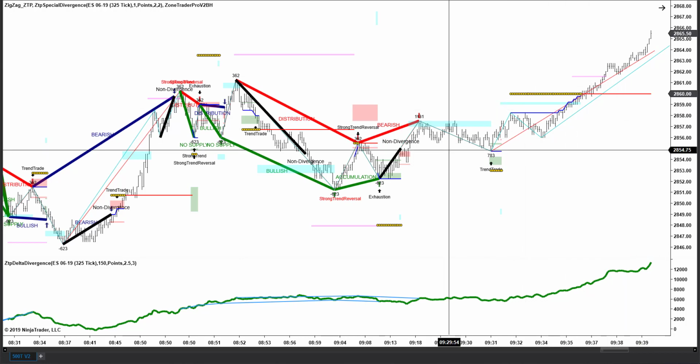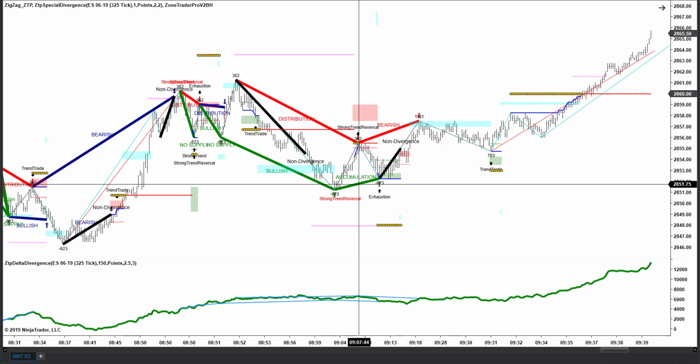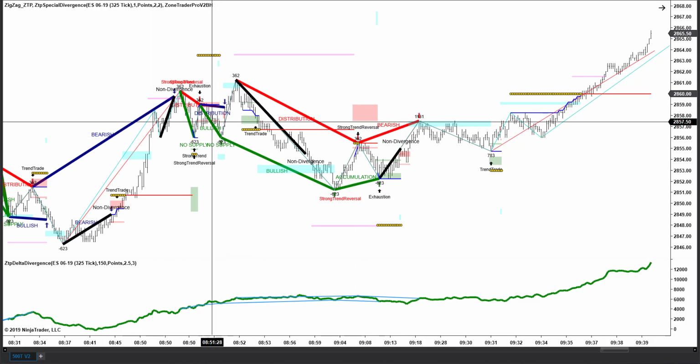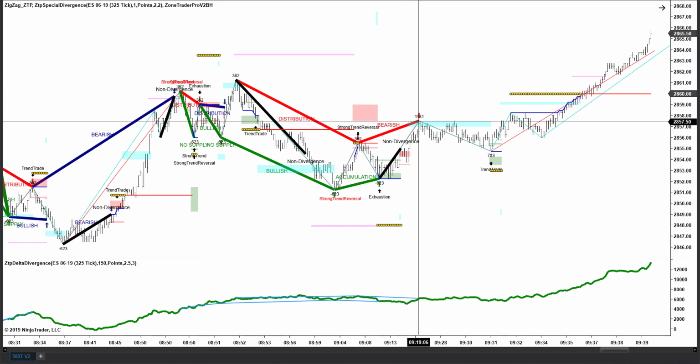The next videos I'm going to make are specific videos about each of these accumulation trades, the special divergence trades, and the regular divergence trades. So be sure to look for those videos.